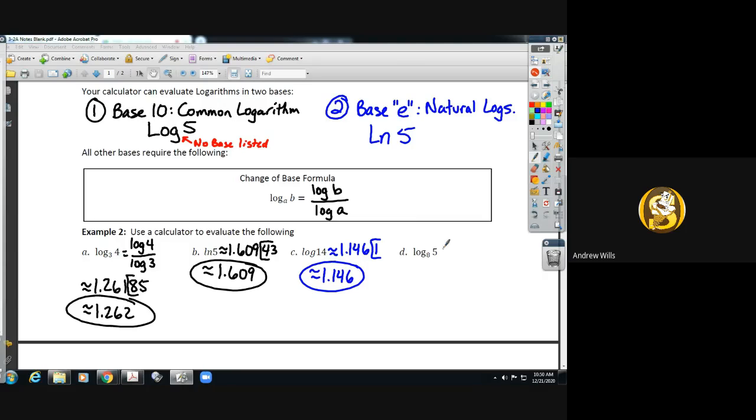Letter D is a base 8 logarithm, which again is not something your calculator can do. So you have to use the change of base formula. That would be the log of 5 divided by the log of 8. Remember that the log of the base goes on the bottom every time. Then we type that into our calculator, log of 5 divided by the log of 8, and we are seeing 0.7739. That 9 would tell us to round that up, so I'm seeing 0.774.